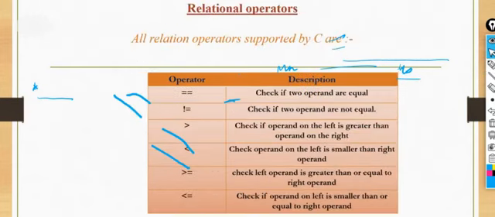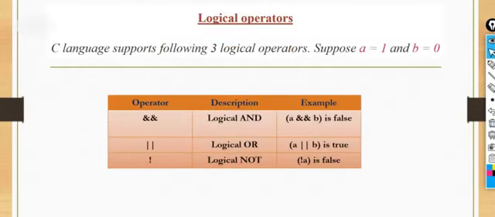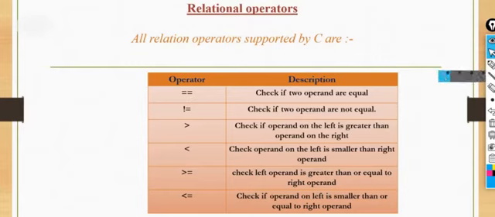Next we have the relational operators. So what about the relational operator? Basically, relational operators are used for comparison purposes. If you want to compare the values of two operands that you have entered, you can use the relational operators. If you want to check whether two numbers are equal or not, you can use equals two times. In the same manner, there are not equals, greater than, less than, less than equals to, and greater than equals to. You can use all these relational operators to compare two values.